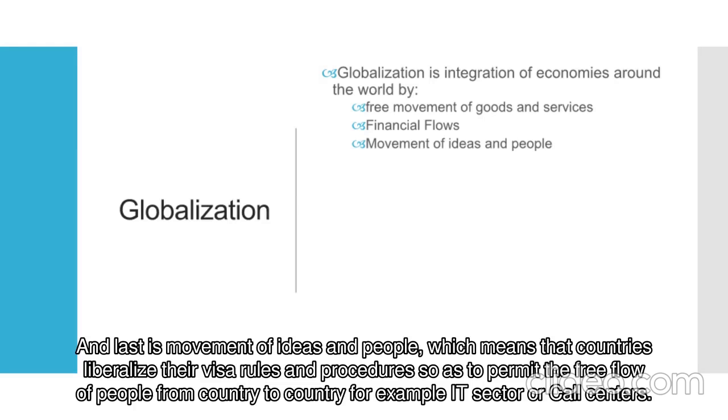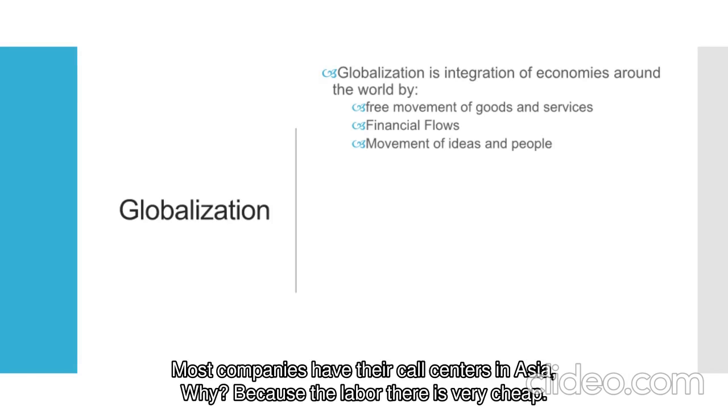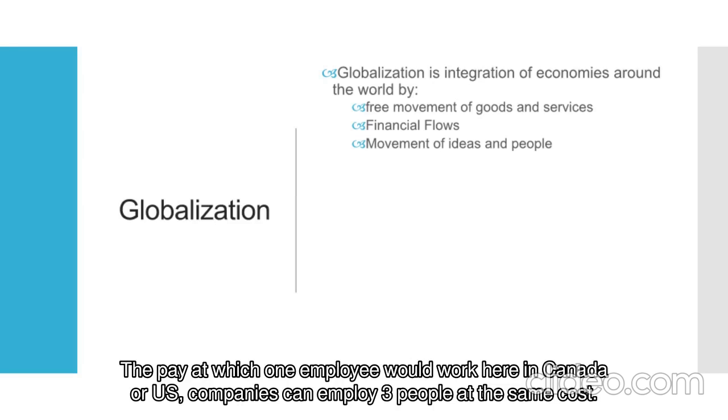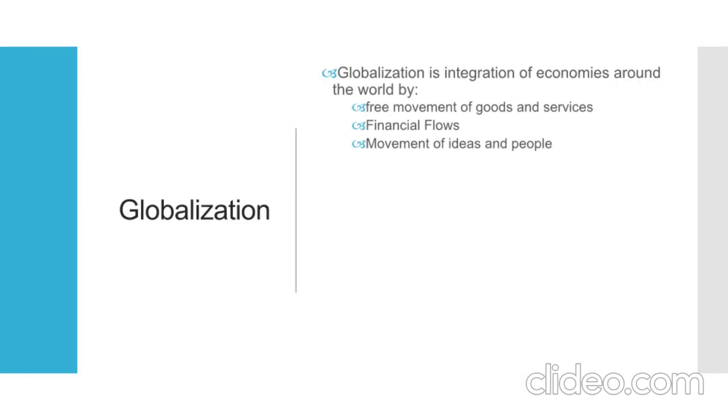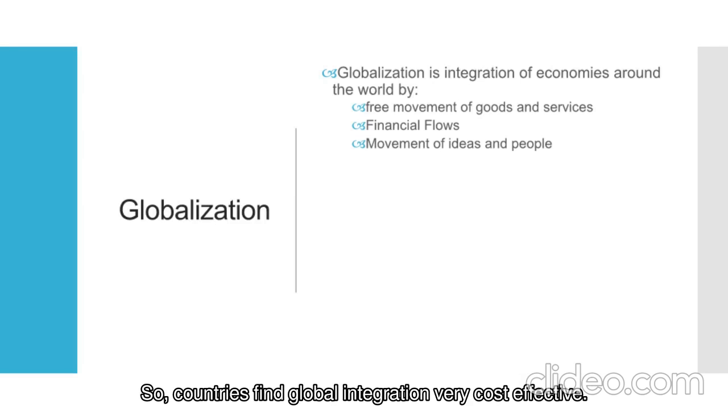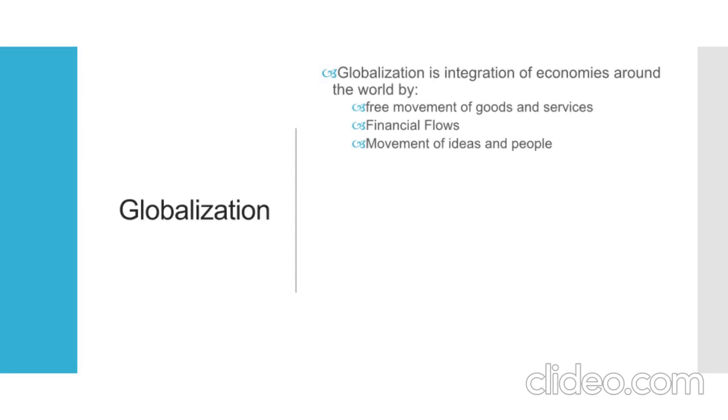And last is movement of ideas and people, which means that countries liberalize their visa rules and procedures so as to permit the free flow of people from country to country, for example IT sector or call centers. Most companies have their call centers in Asia. Why? Because the labor there is very cheap. The pay at which one employee would work here in Canada or US, companies can employ 3 people at the same cost. So, countries find global integration very cost-effective.